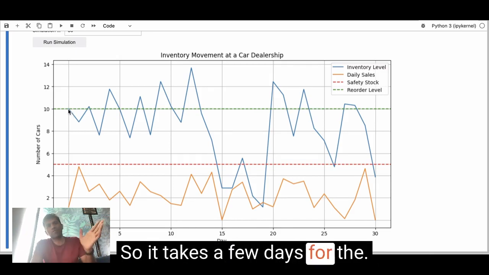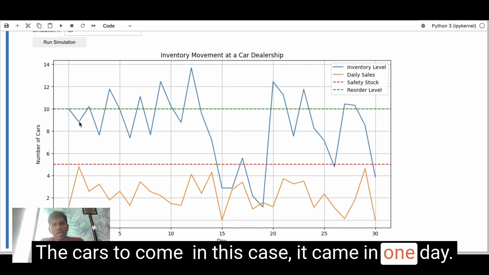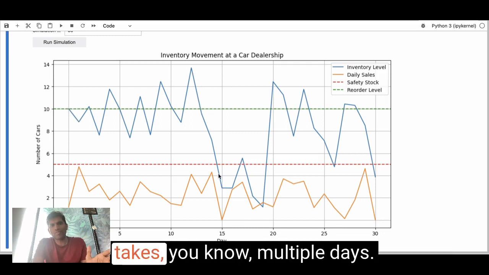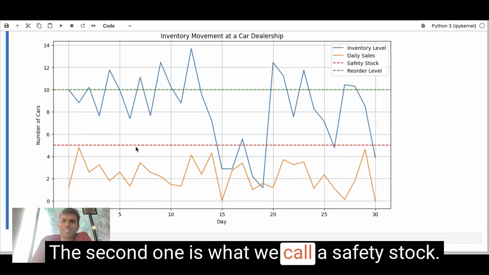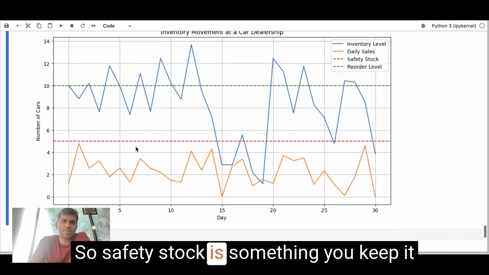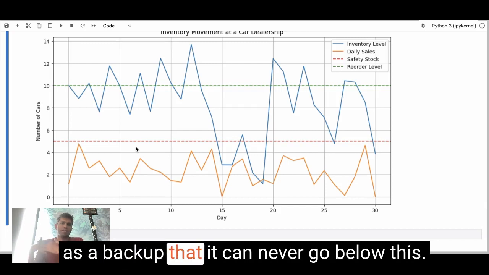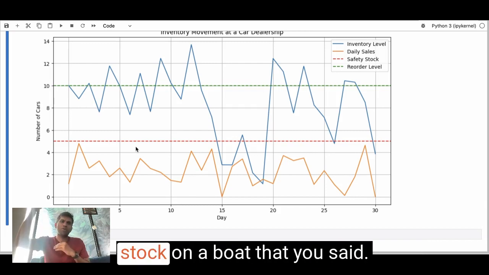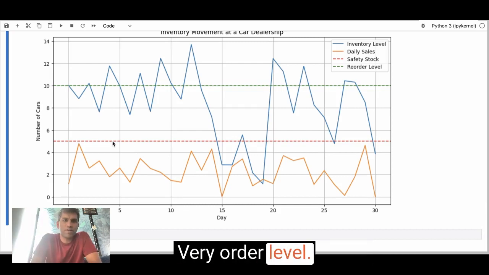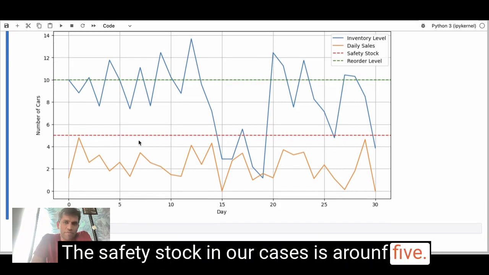So it takes a few days for the car to come in. In this case, it came in 1 day. In some cases, it actually takes multiple days because there is a variation in lead time. The second one is what we call a safety stock. Safety stock is something you keep as a backup that it can never go below. That means this is kind of like an emergency. You always have a safety stock, and above that you set the reorder level. The safety stock in our case is around 5.